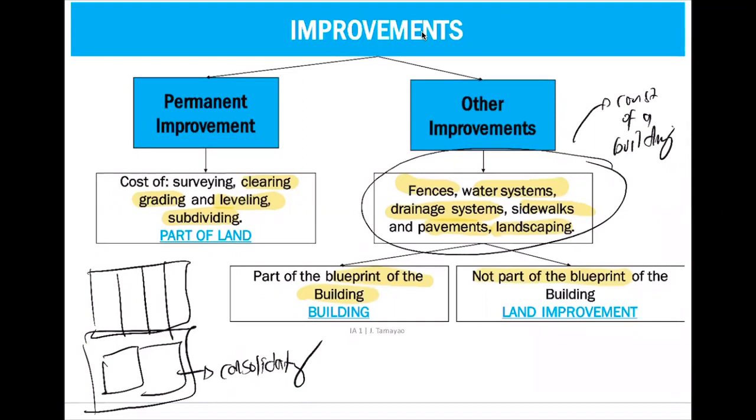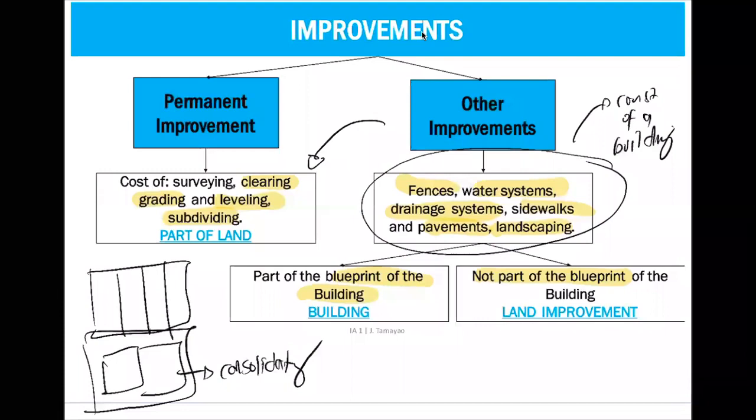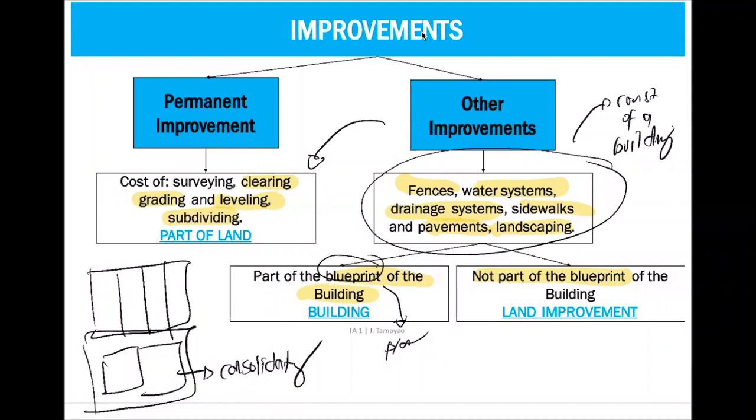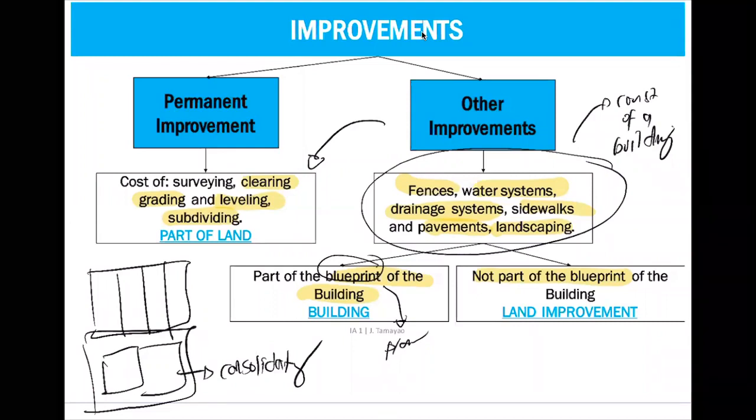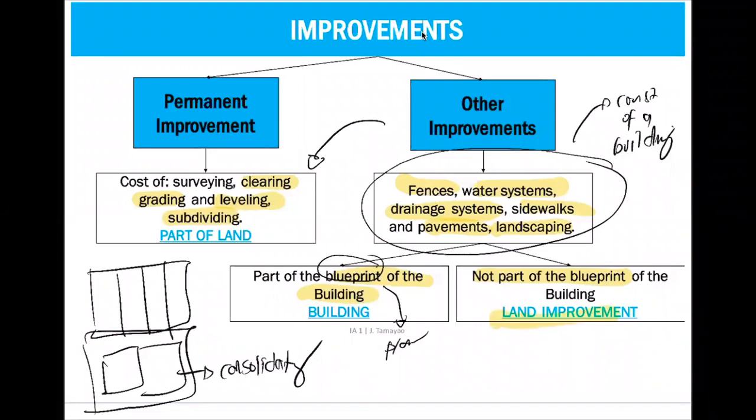Normally, you do not incur this cost for the land. You do not make a water system for the land. You do not make sidewalks for the land. Normally, these items are done because of the construction of a building. Now, in the construction of the building, you look at these improvements if they are part of the blueprint. When we say blueprint, it is part of the plan of the building. So it must be included in the plan of the building. If it's included in the plan of the building, then it is part of your building. If not, then it is part of your land improvements. So take note of the treatment of your particular improvements.